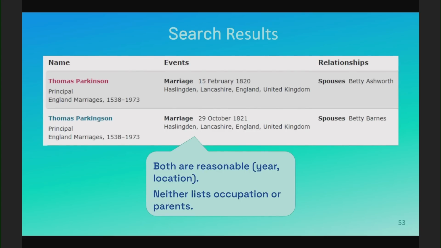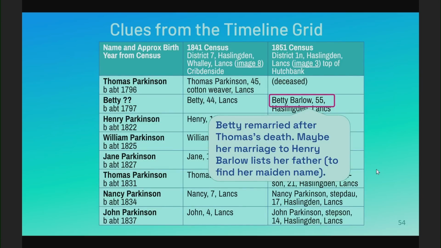Two options. I look at the images, which I don't have copies of in this presentation, but there was nothing to help me distinguish. So I have no idea whether my Thomas married Betty Ashworth or married Betty Barnes. Well, there is a clue, a thread we can pull on in the 1851 census. Sadly, by then, Thomas has died, and Betty has remarried to a man named Henry Barlow.